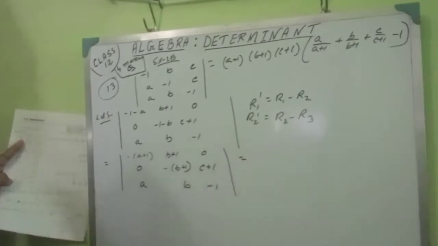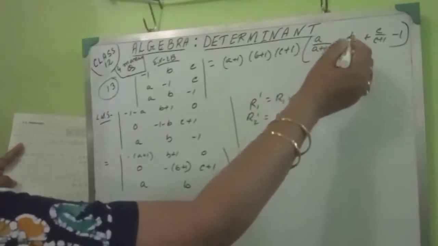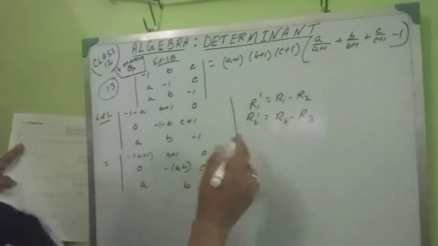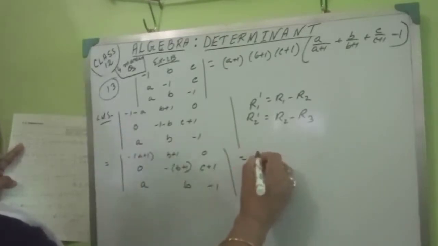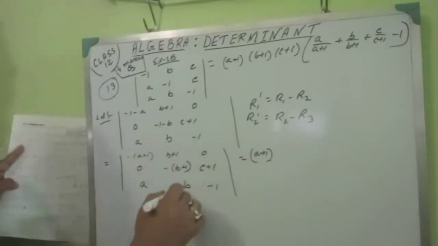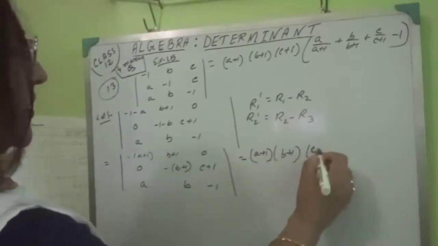Now, as we are to get a by a plus 1, b by b plus 1, c by c plus 1, minus 1 in one as one factor, let us take out a plus 1 from the first column. So what will we get then? We will get a plus 1, b plus 1 from the second column, and c plus 1 from the third column.